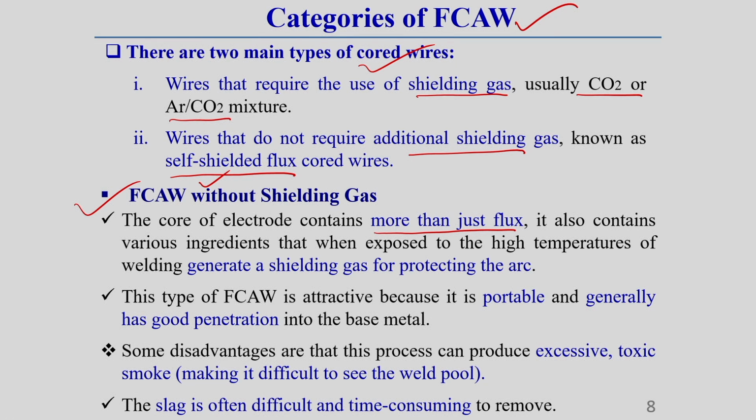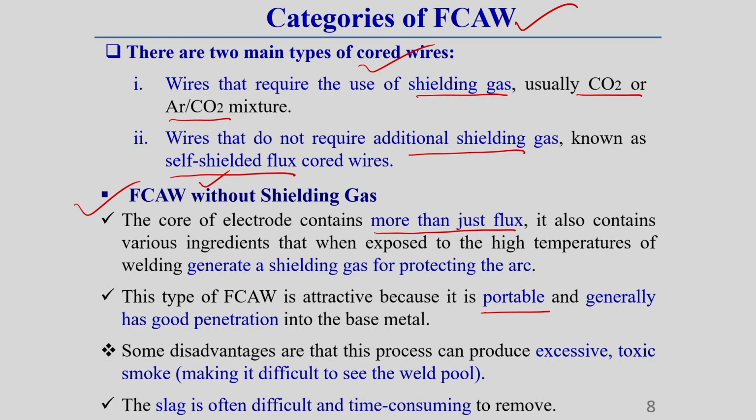As this arc welding process does not require an extra shielding nozzle, in this welding process we can eliminate the shielding accessories, like the cylinder, gas flow system, regulator, and the nozzle system also. That is why this flux core arc welding process without shielding gas is portable. And as in this welding process mainly flux is used inside the core, its penetration is comparatively higher than flux core arc welding process with shielding gas. How it is, a little bit I am explaining.